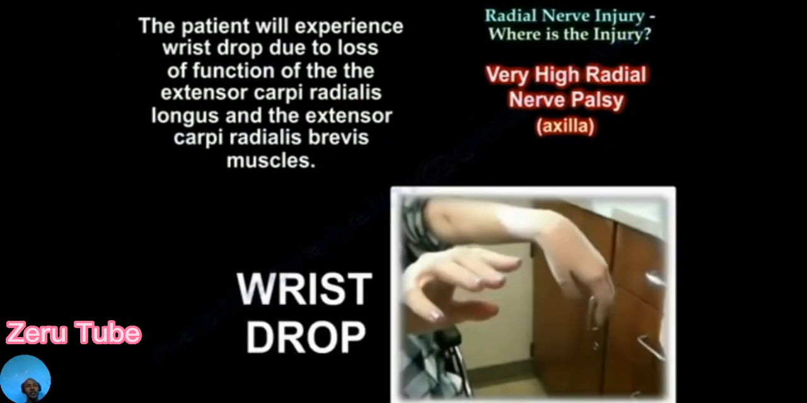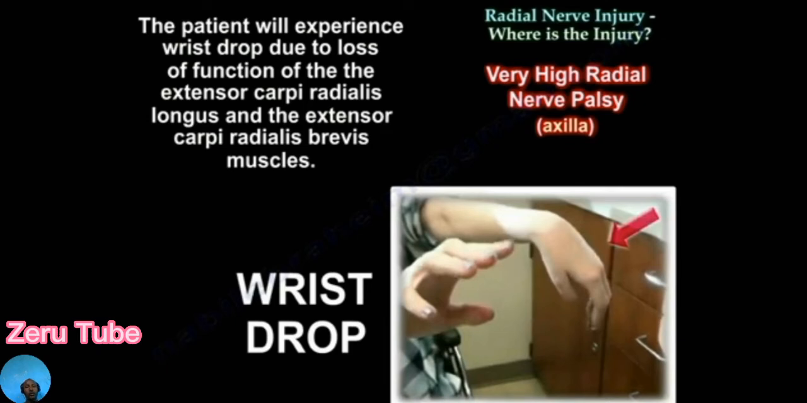So the patient, look, the patient will experience wrist drop due to the loss of the function of the extensor carpi radialis longus and the extensor carpi radialis brevis muscles. Due to those two muscles being paralyzed, the patient can have wrist drop.